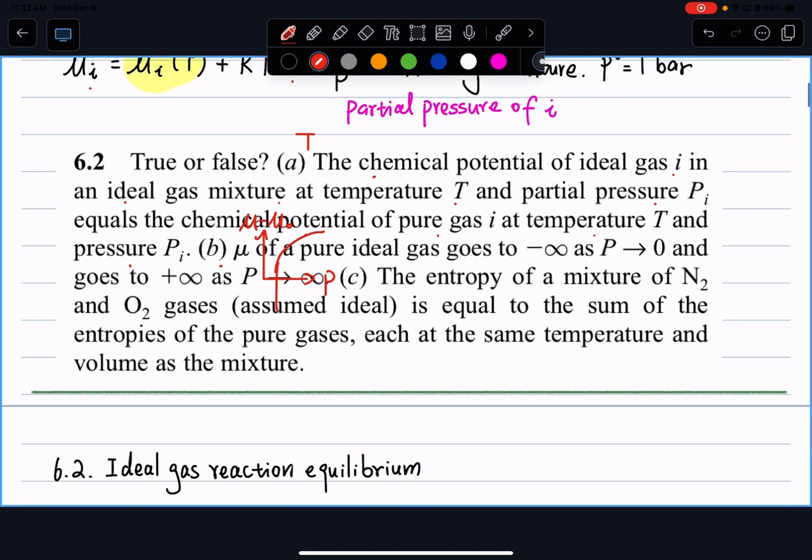Then we look at C. The entropy of a mixture of N2 and O2 gas, assuming they're ideal, is equal to the sum of the entropies of the pure gas, each at the same temperature and volume as the mixture. So this one is obviously wrong because we spent a lot of time talking about the entropy change for mixing of ideal gases.